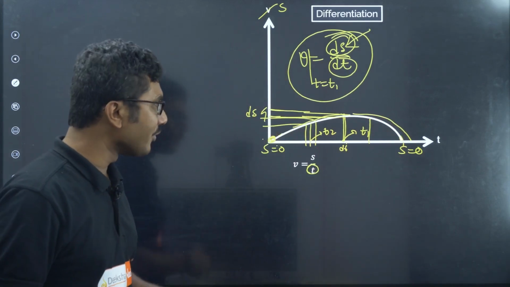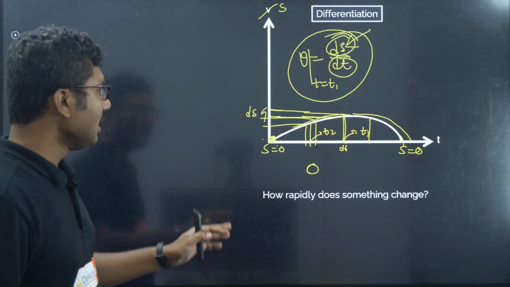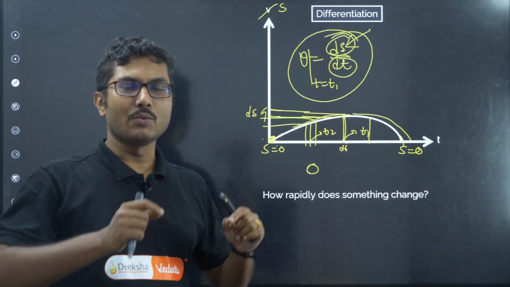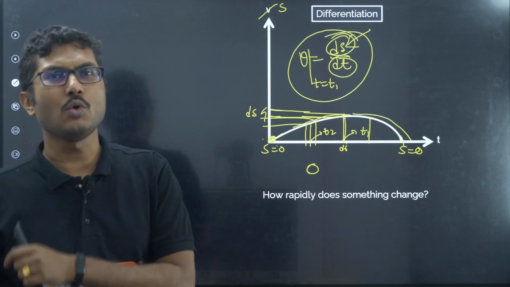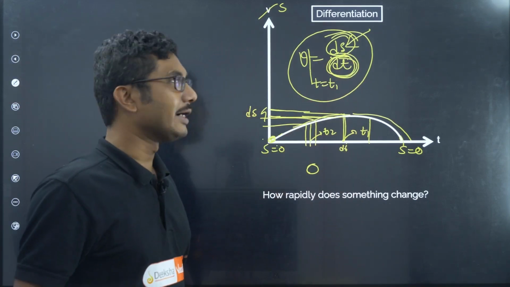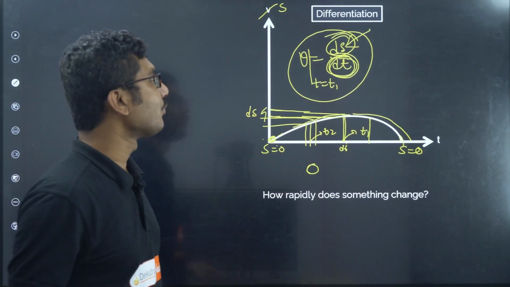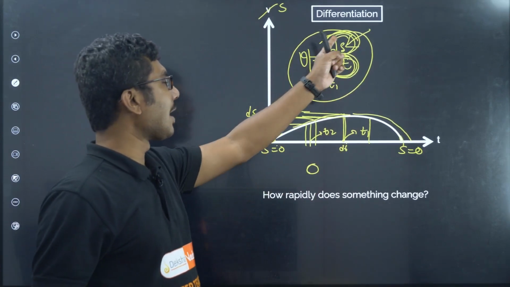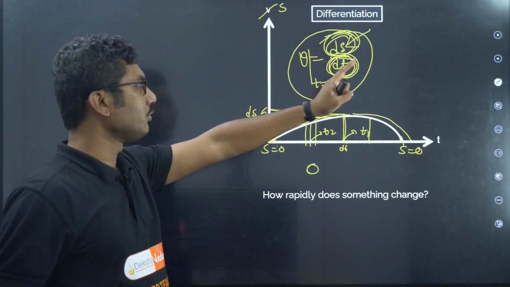So, how rapidly a value is changing, that is called differentiation. Differentiation basically measures how rapidly one variable is changing with respect to another variable. Whatever is "with respect to" goes in the denominator, and whatever variable is the primary focus goes in the numerator. So, the numerator is how rapidly this is changing with respect to this.